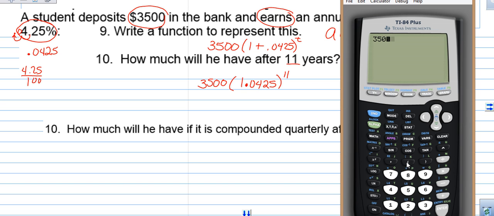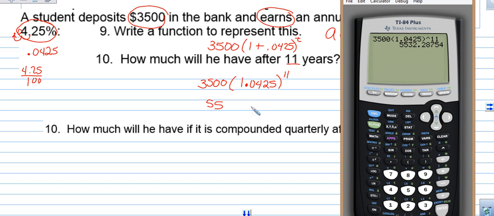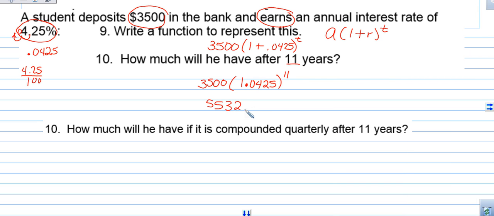3500 parentheses 1.0425, raise it to the 11th, and you get 5532.29. If you look here, the 7 will round the 8 up, and so you get 5532.29. I believe is what it was.